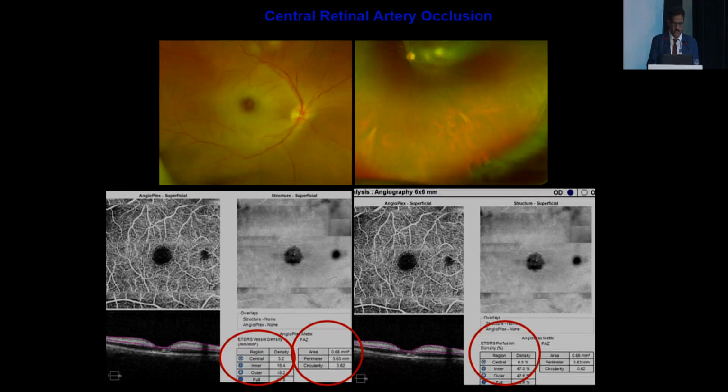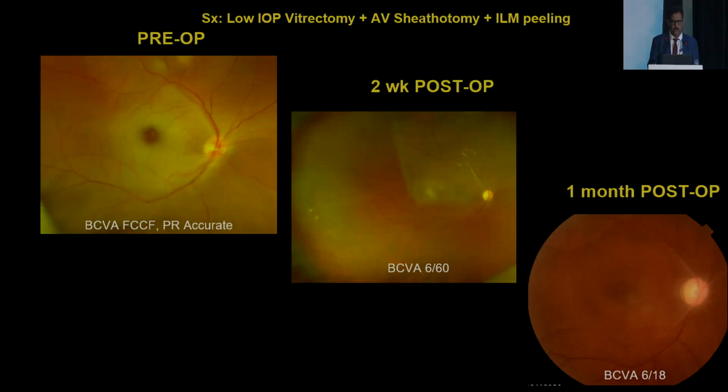I operated on that patient. That is, I did a low IOP vitrectomy, AV pseudotomy and ILM peeling. Preoperatively, vision was finger counting close to face, PR accurate. After 2 weeks post-op, vision improved to 6/60, and after 1 month, vision was finally 6/18.